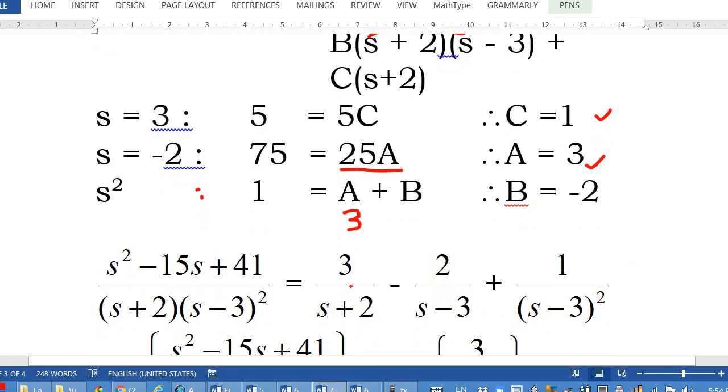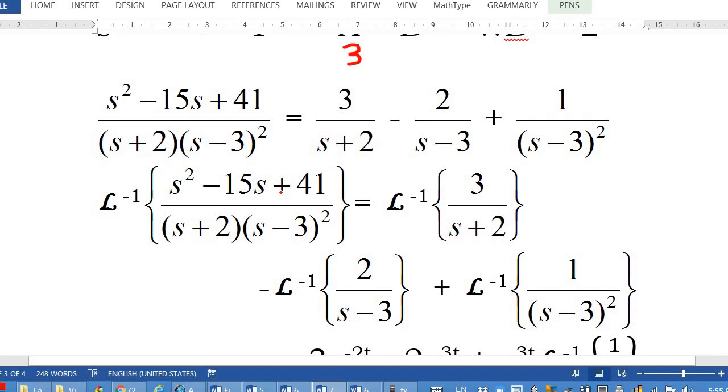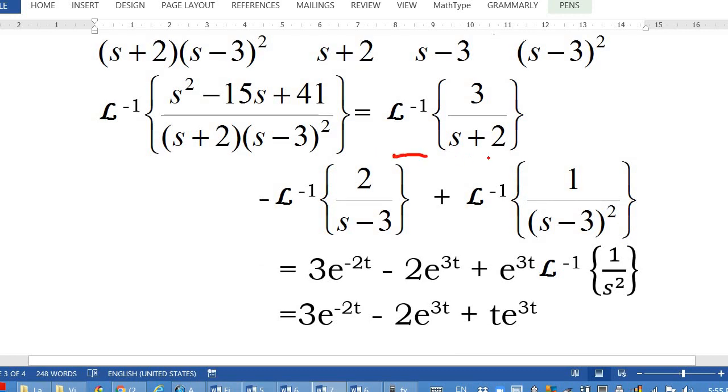So plug in A is 3 over S plus 2, B is negative 2 over S minus 3, C here, 1 over S minus 3 squared. Hence, the inverse Laplace transform of S squared minus 15S plus 41 over S plus 2 over S minus 3 squared will be equal to, using linearity property, the inverse Laplace of 3 over S plus 2, and then the second term, minus inverse Laplace of 2 over S minus 3 plus inverse Laplace of 1 over S minus 3 squared.